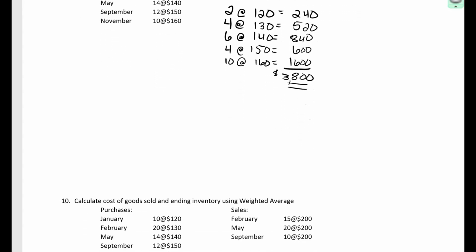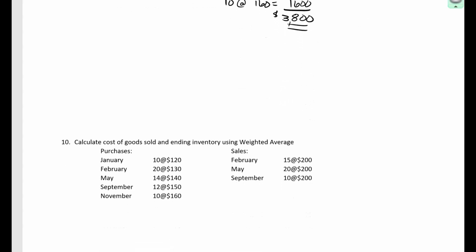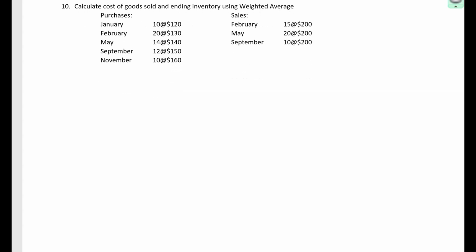Okay, let's go to weighted average, which is also not the easiest. And with this one, you're going to have to calculate everything all the way through. I'm going to separate it out into 3 sections: the purchases, then cost of goods sold, and ending inventory.